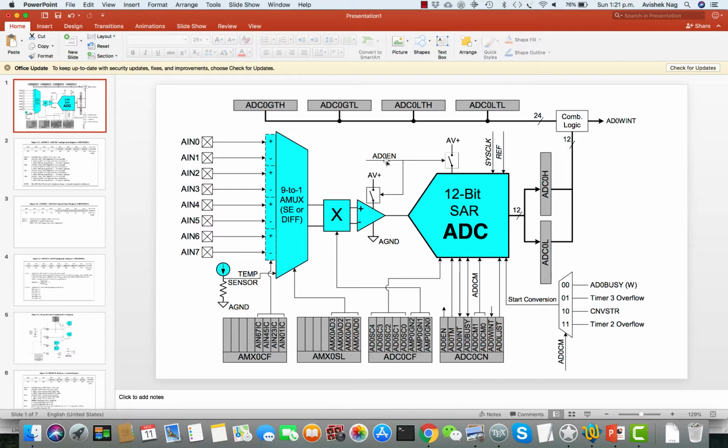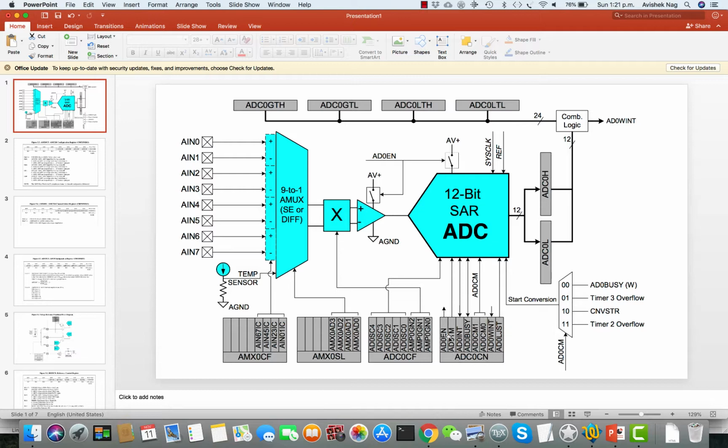And then there is this ADC0EN bit, which controls this switch to switch on this ADC. So the first thing you have to do is to set this bit to 1 so that this ADC is switched on.